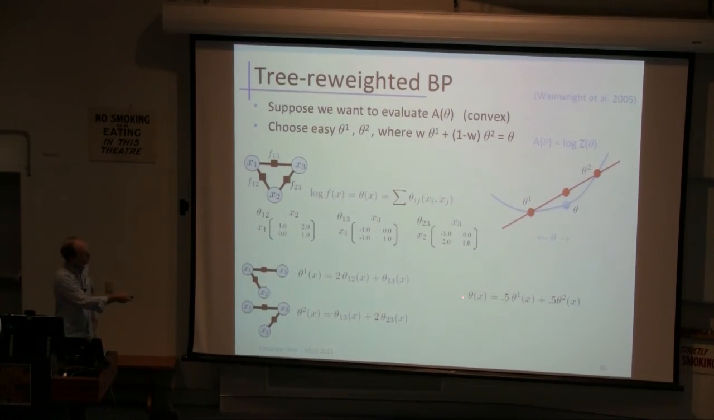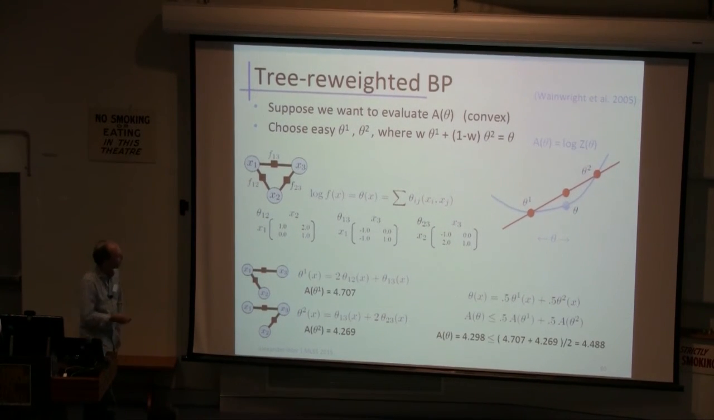So this ensures that my hard to evaluate model, the cycle, is this convex combination of these two easy to evaluate models. So then I can evaluate the log partition function of these two models very easily, and then their convex combination gives me an upper bound on the true log partition function.